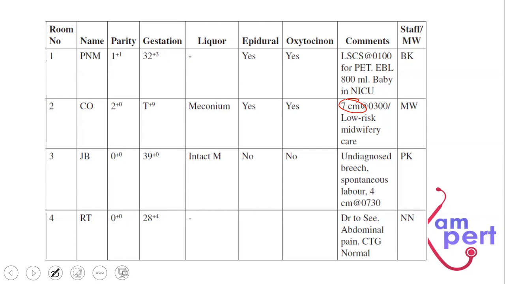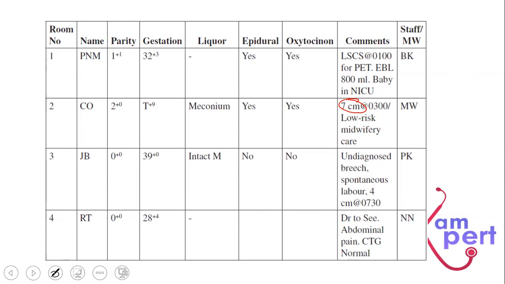So she will take a detailed history from the patient about her pregnancy, any risk factors. And then she will ask about the abdominal pain. Is it continuous or intermittent? And how is the baby movement? And when was the last scan? And then do the abdominal examination to assess the uterine size and uterine contractions.